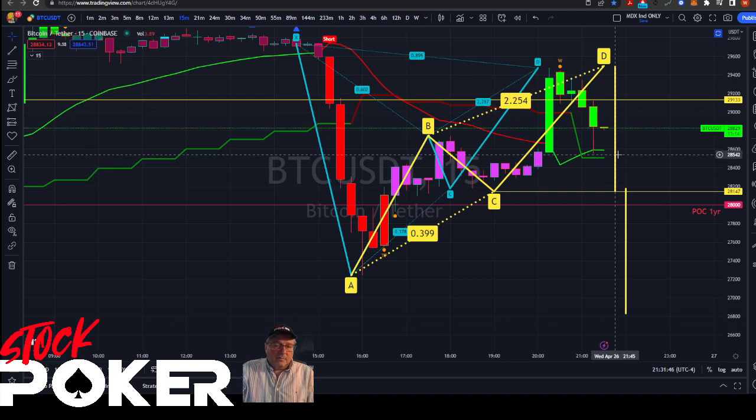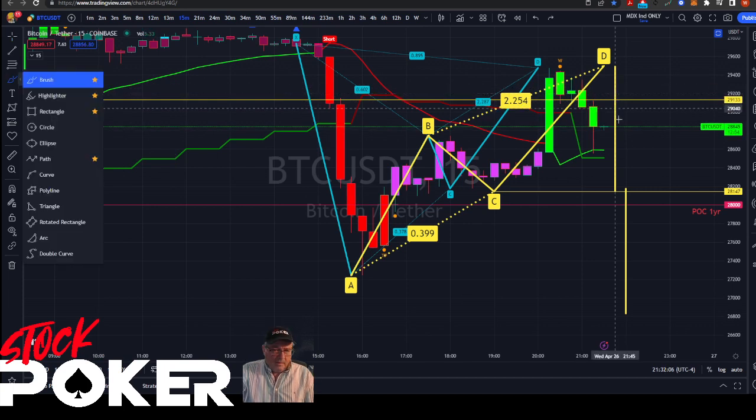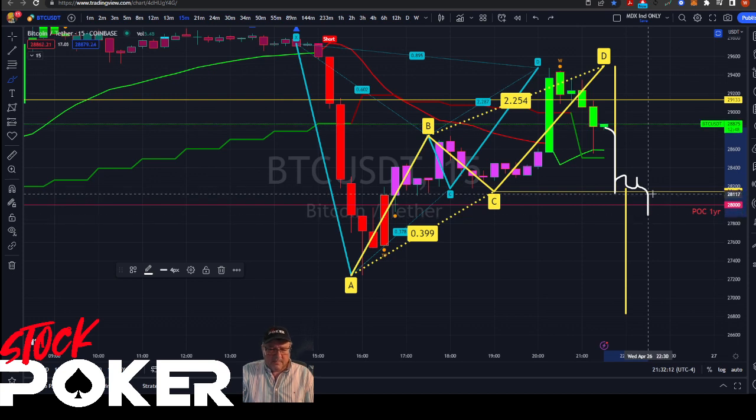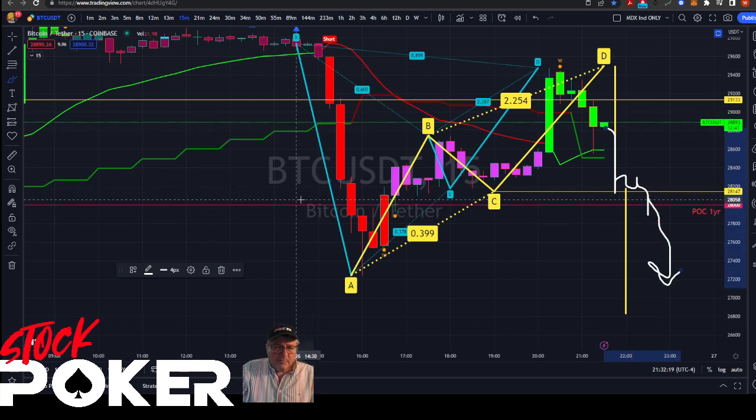We entered into a bunch of shorts. Ideally, we would like to see price come down here, maybe bounce, maybe come below, take a bounce up. Ideally, that's what we want to see.